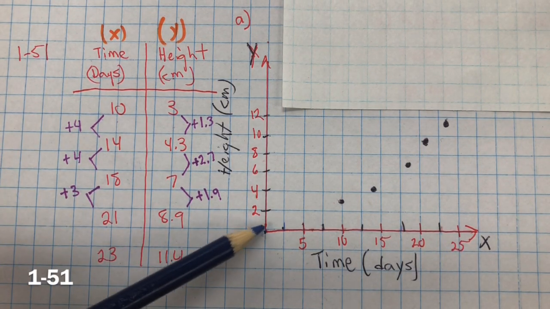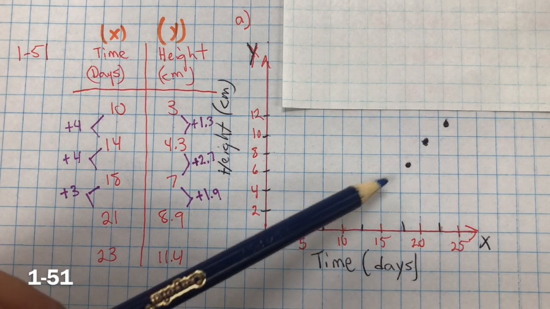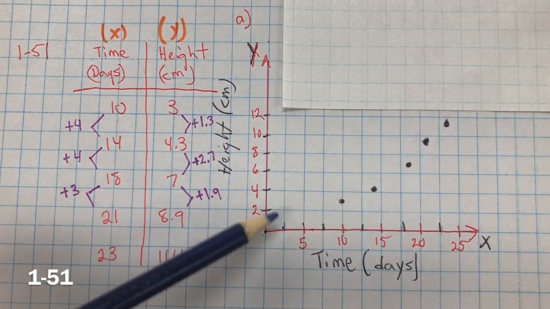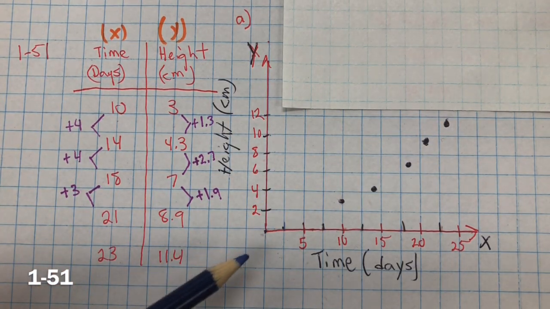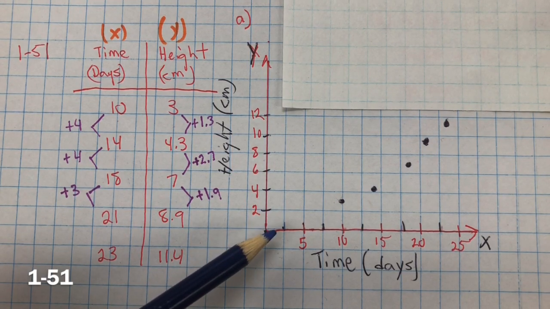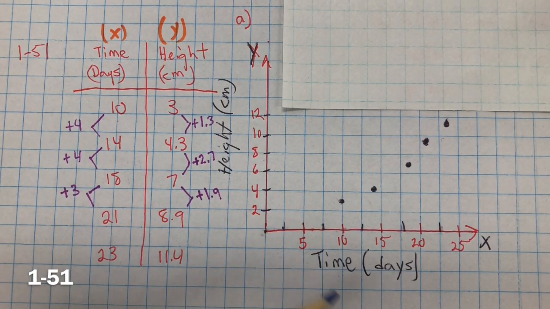You can see that there's a slow arc to it. So we know this is not proportional, and it's not growing at a constant rate.